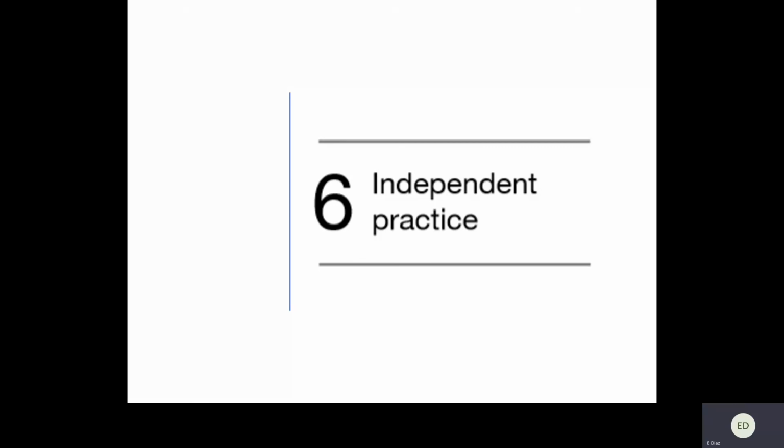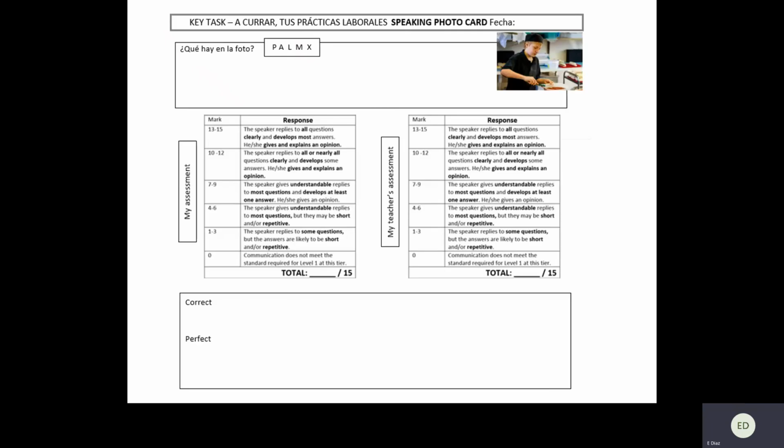And then after this comes the stage of independent practice, which for teachers is sometimes quite difficult because we have to let them use this strategy or do the exercise on their own. The way that I do this particular exercise is I give them a copy of this bit of paper. So if we just have a look, this is what we call a key task, a speaking photo card, which we do in writing first, just to help them practice.